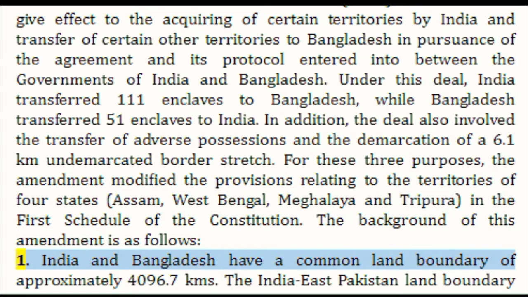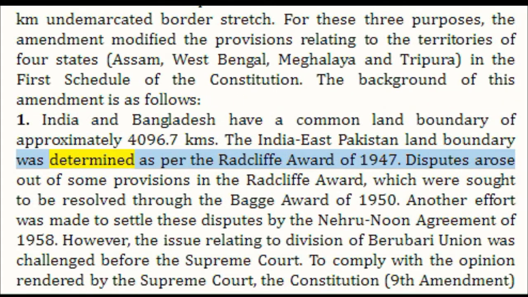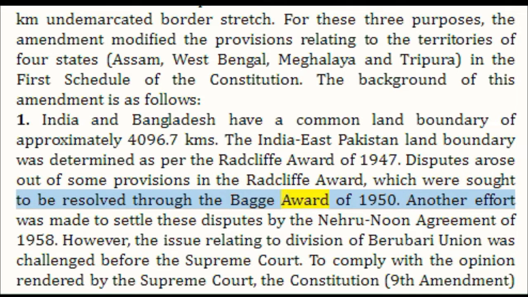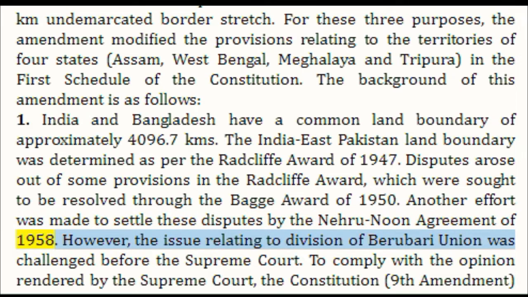1. India and Bangladesh have a common land boundary of approximately 4,096.7 kilometers. The India-East Pakistan land boundary was determined as per the Radcliffe Award of 1947. Disputes arose out of some provisions in the Radcliffe Award, which were sought to be resolved through the Bagge Award of 1950. Another effort was made to settle these disputes by the Nehru-Noon Agreement of 1958.